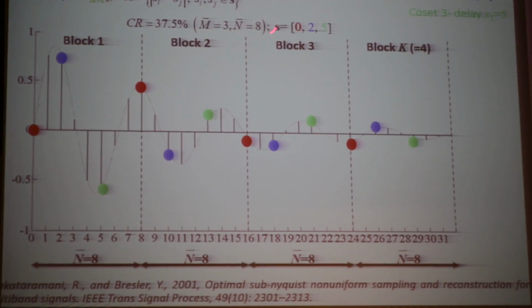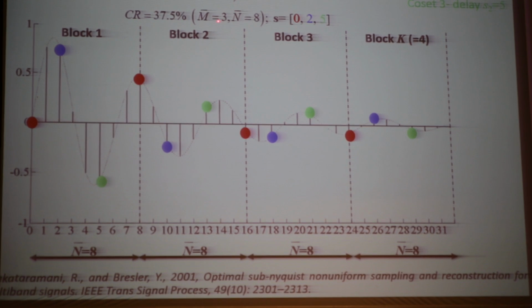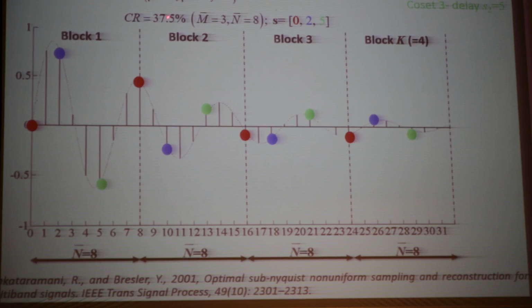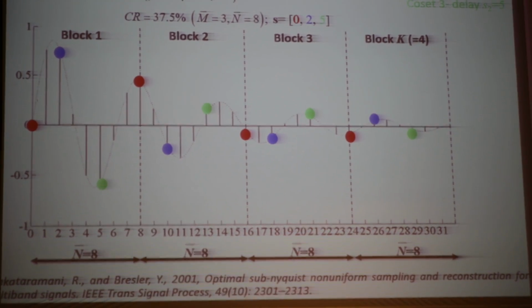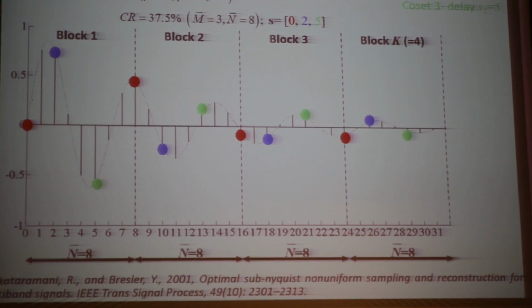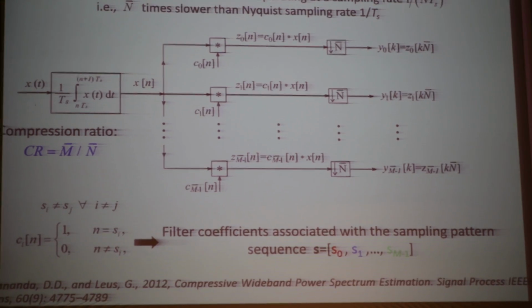In this particular application, we're getting 3 out of 8 samples within each block, so this means overall we have a compression ratio of 37.5%. So we are about 65% lower than the Nyquist sampling.